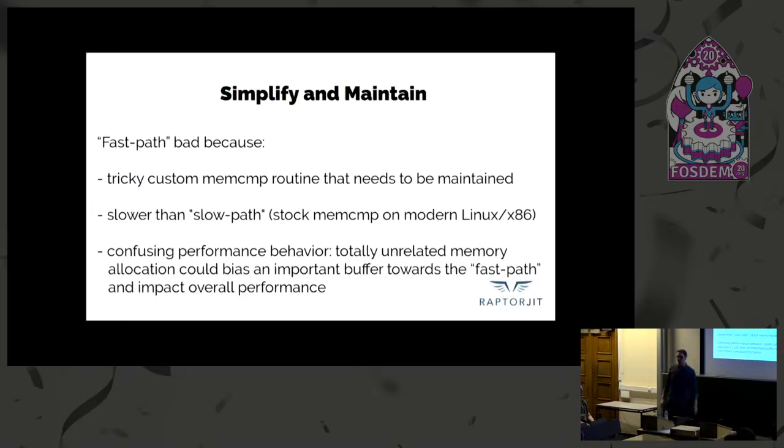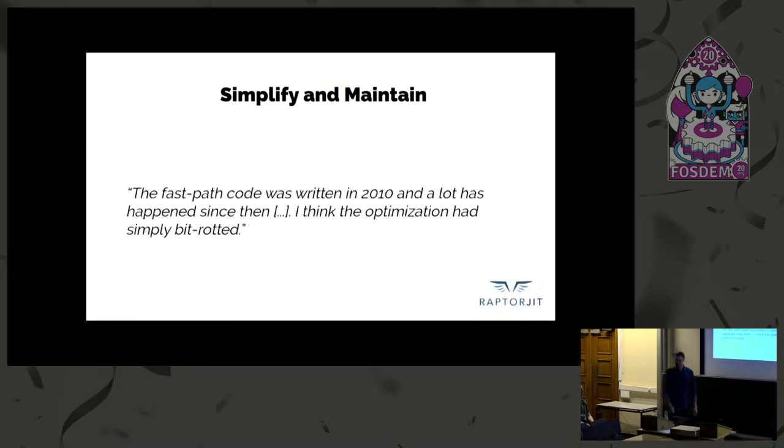And it led to confusing performance behavior where unrelated memory allocation could bias an often used buffer to the fast path, again, the fast path, and impact overall performance. So in the description, Luke concludes that the fast path code was written 10 years ago and a lot has happened since then. And he goes on into how the CPU architecture, the operating system, that is Linux in our case, and even compilers like GCC had really evolved in that time, and goes on to say that I think the optimization had simply bit rotted.